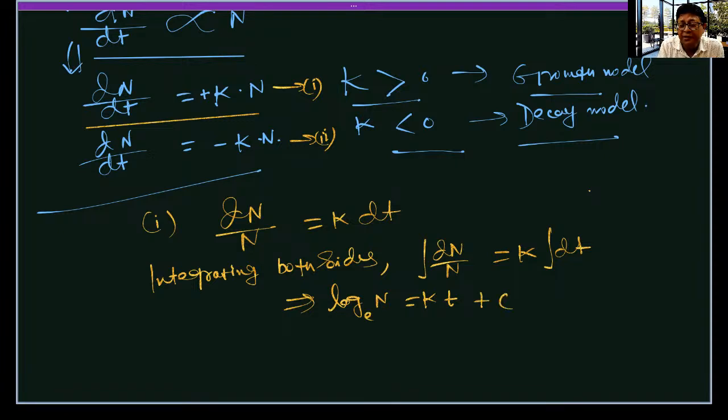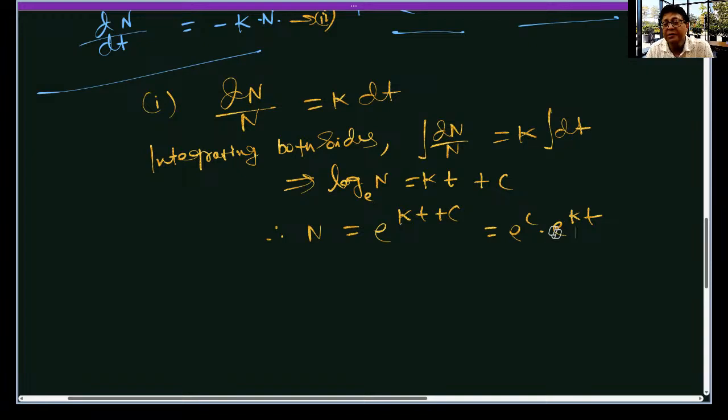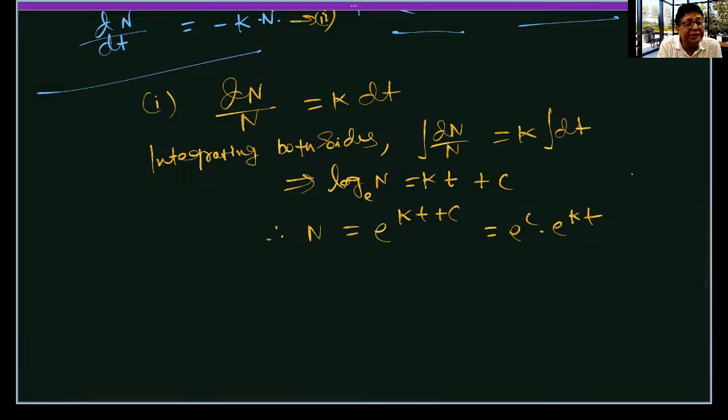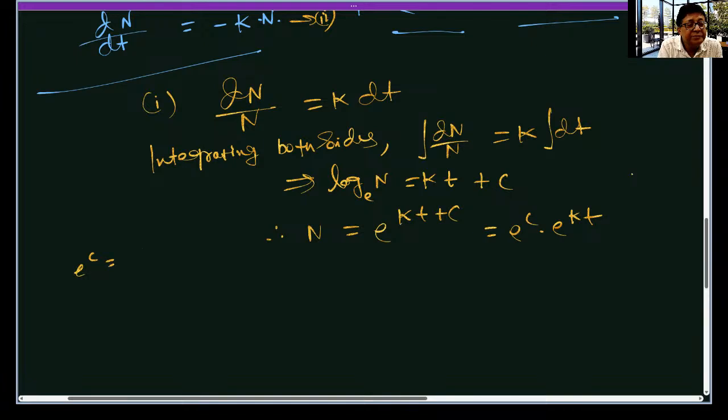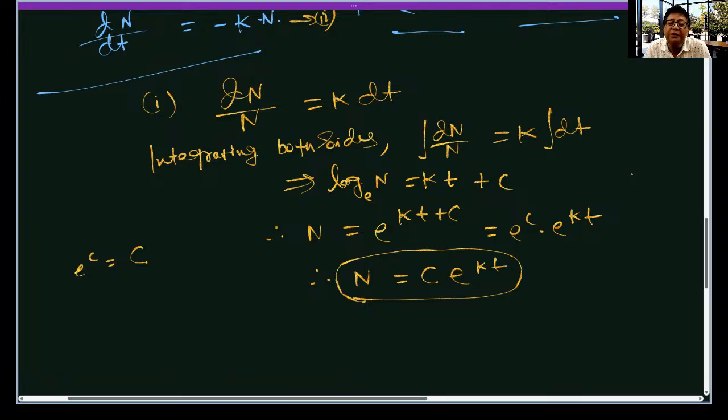No base is there, exponential base we have taken, it means, isn't it? So n will be e to the power kt plus c. So it will be e to the power c, e to the power kt. E to the power c stands for what? This is another constant, we take it as big C, capital C. So capital N will be capital C e to the power kt. This is for growth model.